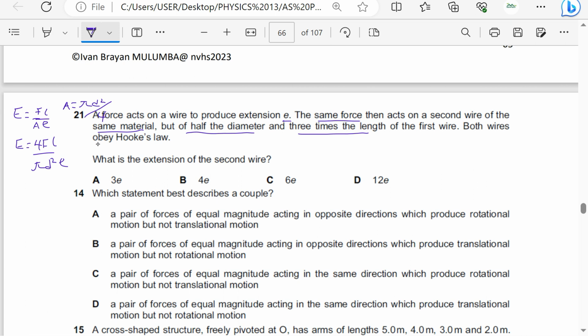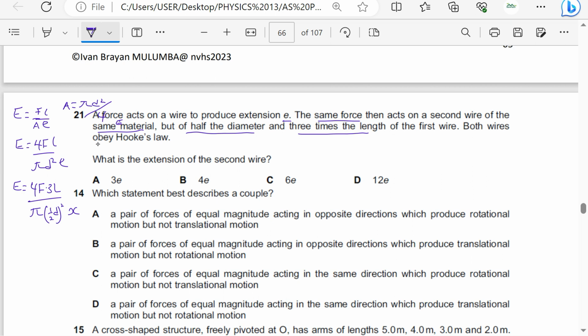Then for the second wire, because it is from the same material, Young modulus is the same. So it is going to be equal to 4, the force is the same, F, but they say the length is 3 times, so here I will say times 3L divided by pi, the diameter is half, so we shall put here (half d) squared, then times the extension, which is not known. I will use x this time. So these two equations should be equal.